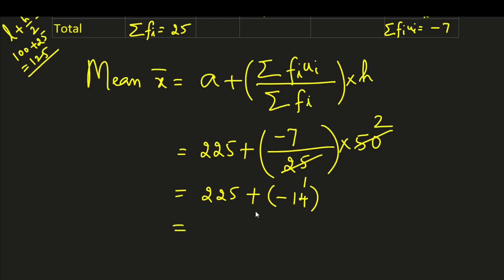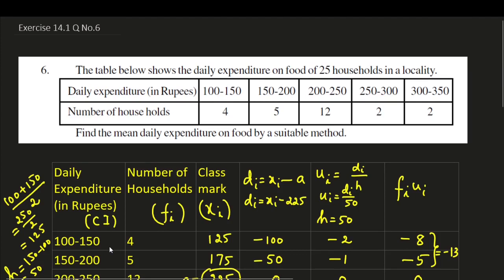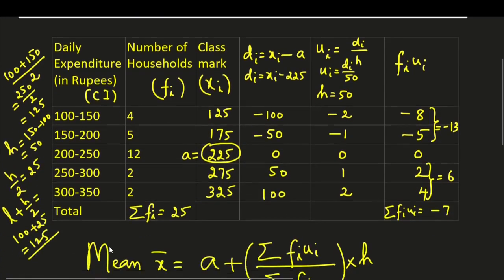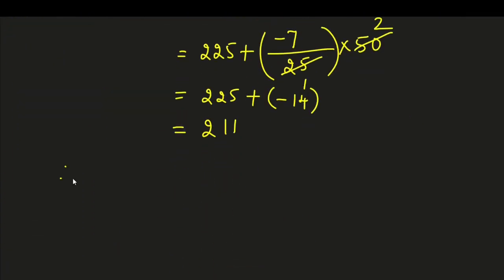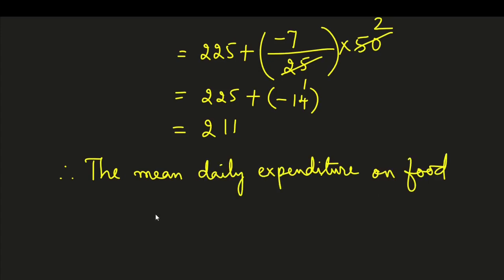Now we get 211. So what is the question here? The mean daily expenditure on food. Therefore, the mean daily expenditure on food is 211. This is rupees 211.